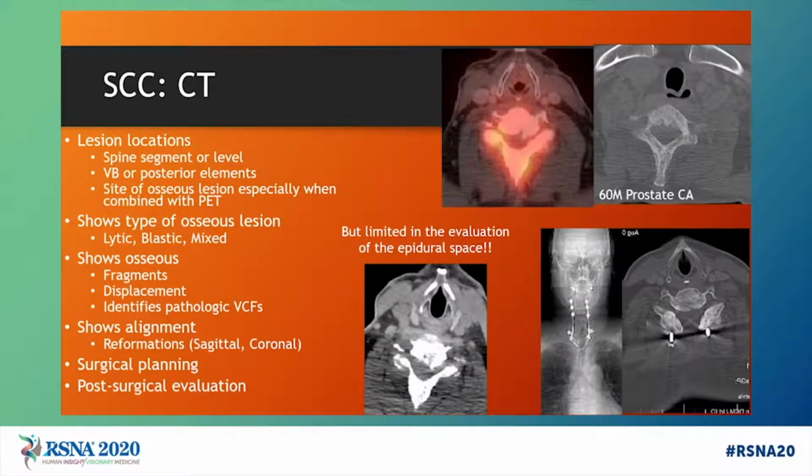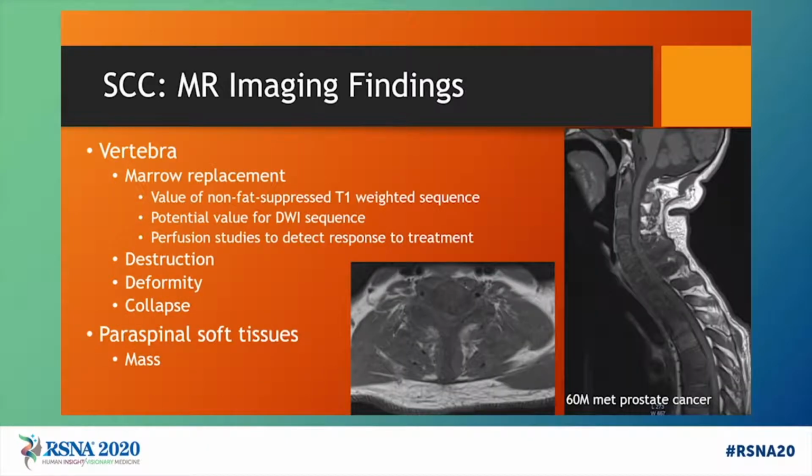CT, however, is limited in the evaluation of the epidural space. MRI will show marrow replacement, and again we emphasize the value of the non-fat suppressed T1 weighted sequence as shown on these axial and sagittal images for identifying marrow replacement. We can see destruction, deformity, and collapse of a vertebral body on MRI, and we can see paraspinal soft tissue.